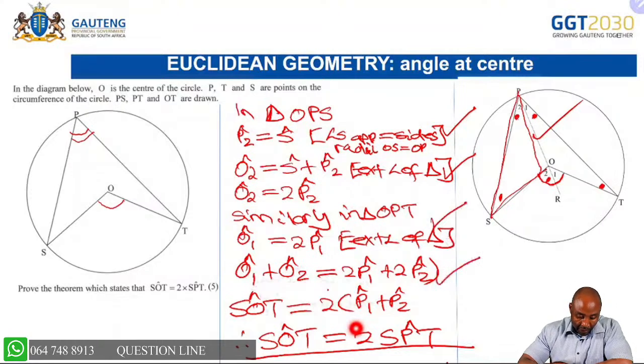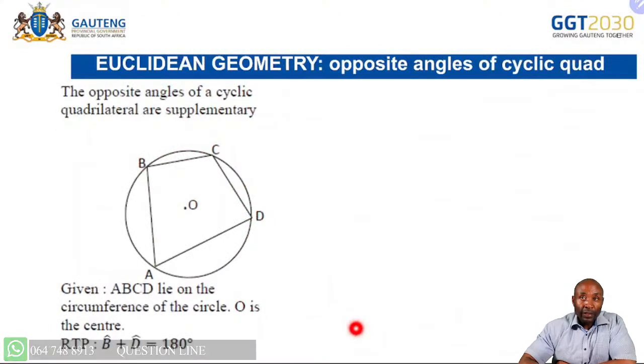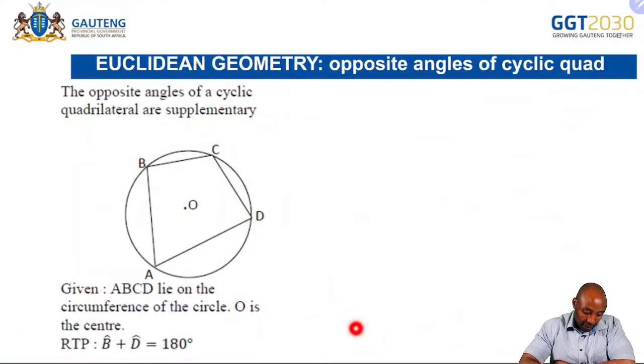We move on to the next theorem. Opposite angles of a cyclic quad are supplementary. What I will do, I'm supposed to prove that angle B plus angle D is equal to 180 degrees. So my construction should allow me to use angle B and D.